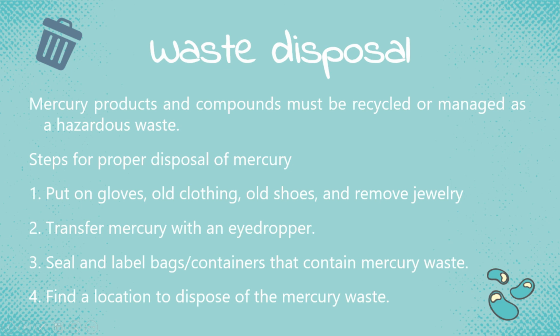These are the steps for proper disposal of mercury. First, put on gloves, protective clothing and shoes, and remove jewelry. Second, transfer mercury with an eyedropper. Next, seal and label bags or containers that contain mercury waste. And finally, find a location to dispose of mercury waste.